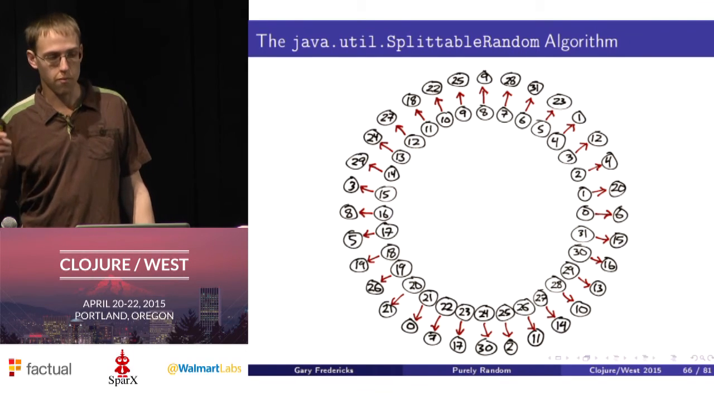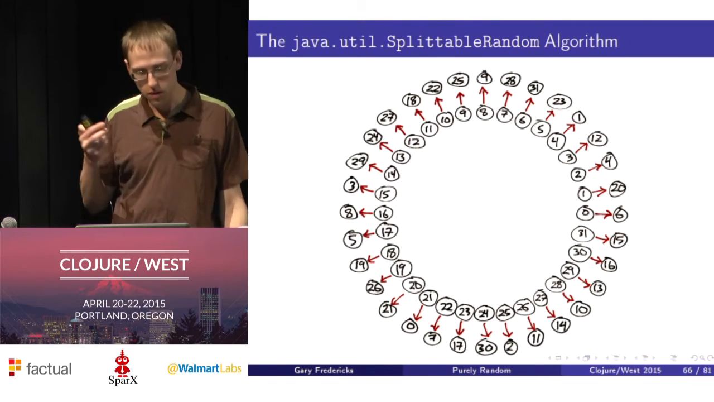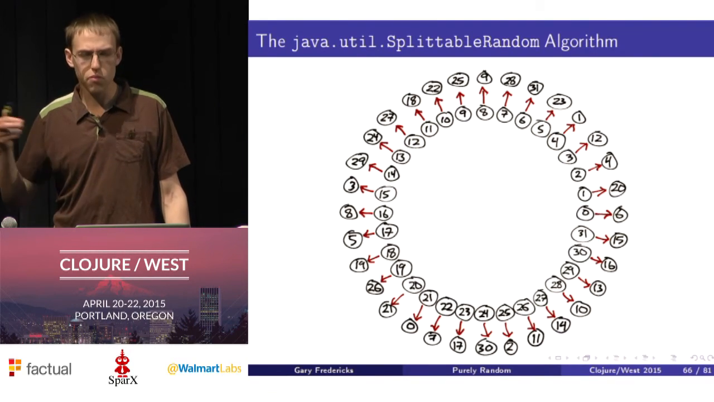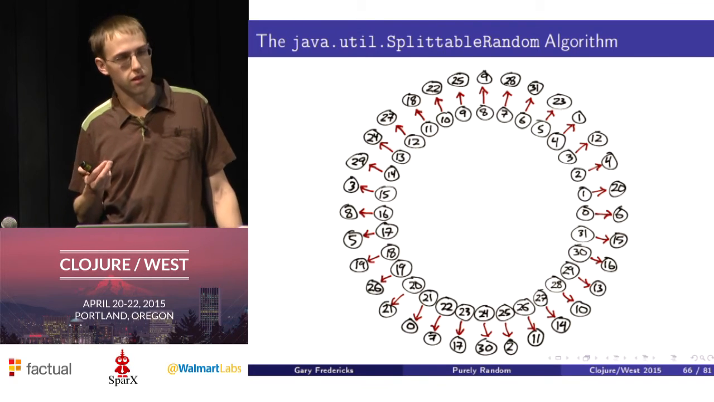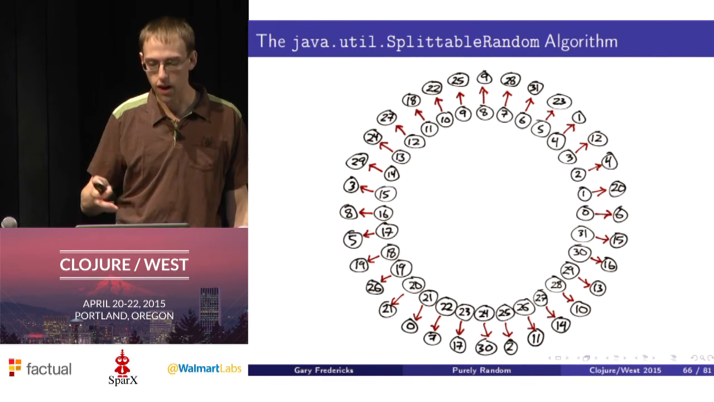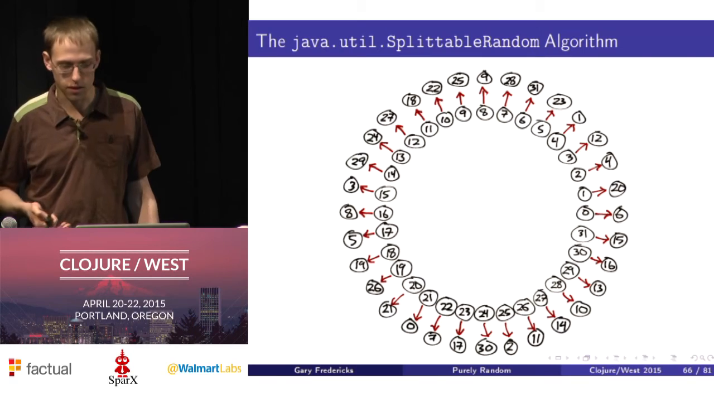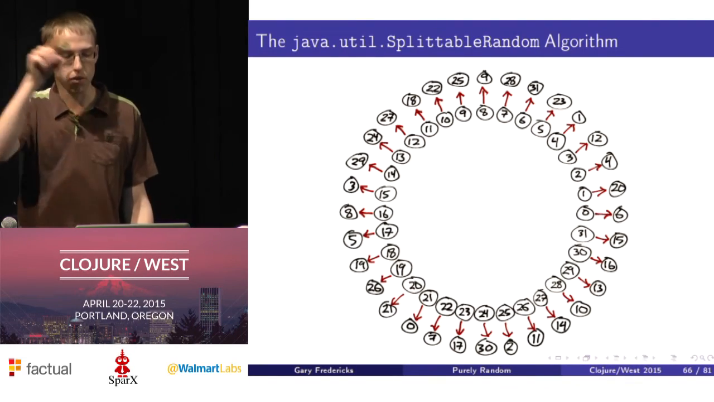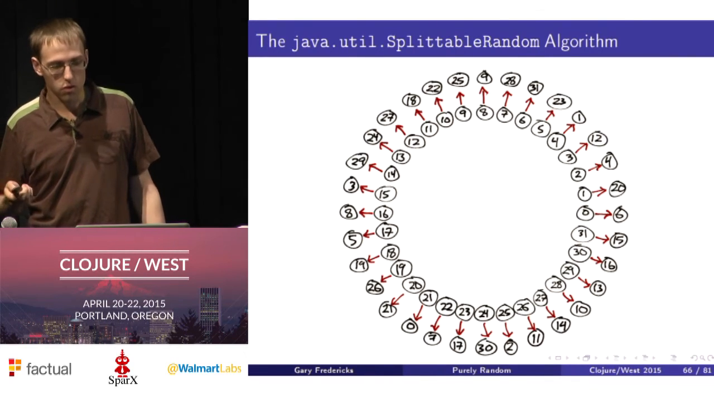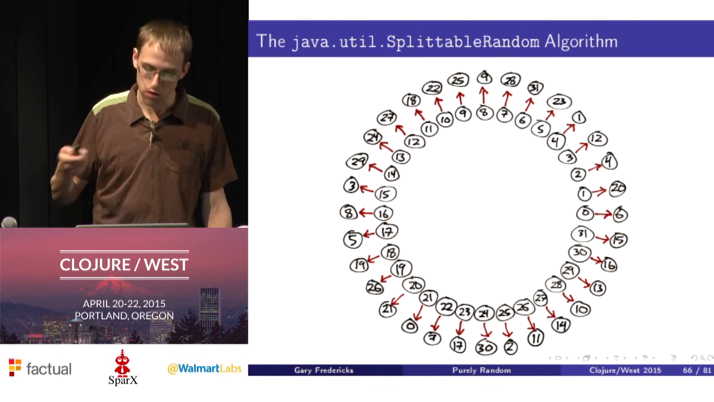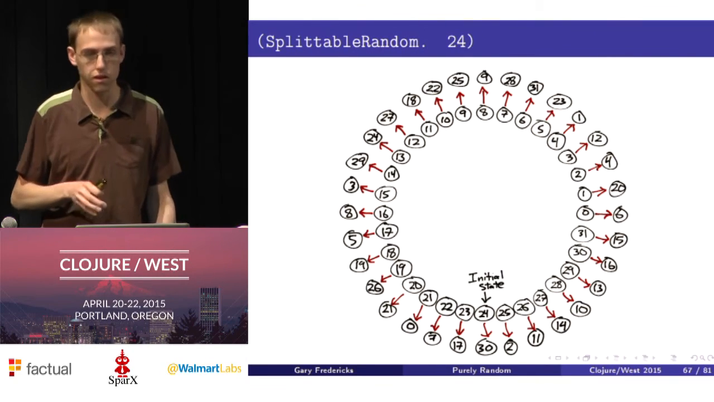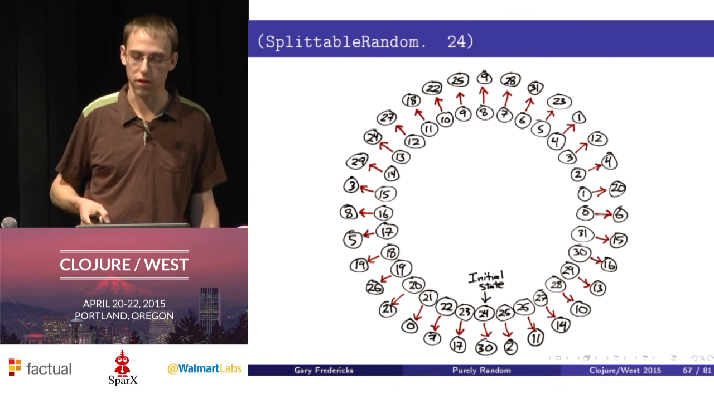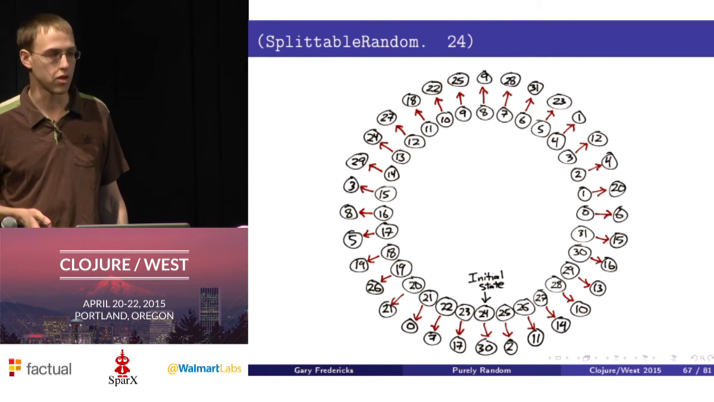So the algorithm's based on two what are called mixing functions, which are basically just random functions. The input size in this case is a 64-bit long. Again, I'm using a 5-bit number because it fits on the slide. But in the function represented here, we have the inputs in the inner circle and the outputs in the outer circle. When you construct a SplittableRandom object, you give it a seed, and that seed is simply set to be the initial state of the random number generator. So it's a trivial constructor. If you pass 24 to the constructor, the initial state will be 24.